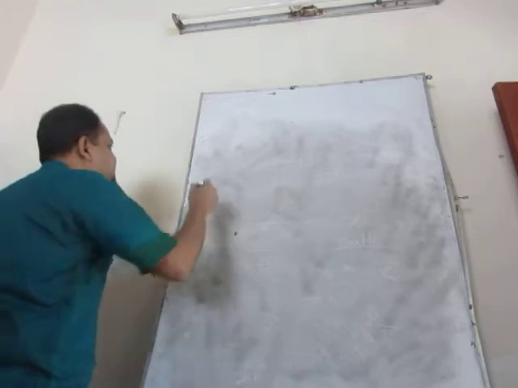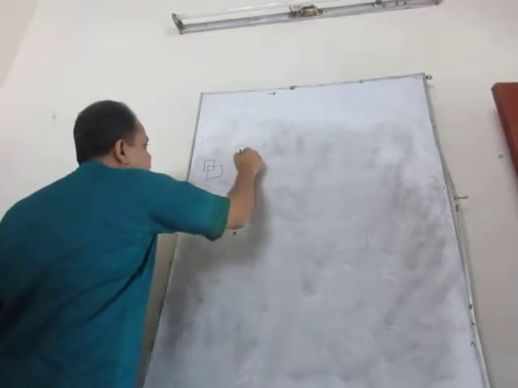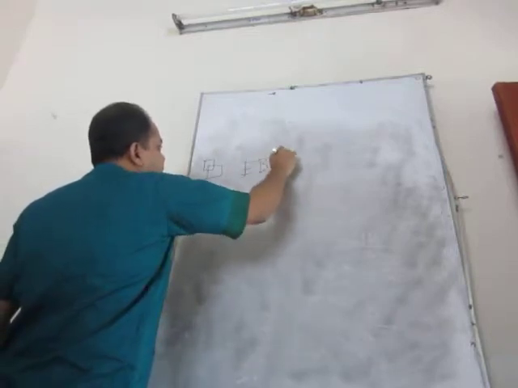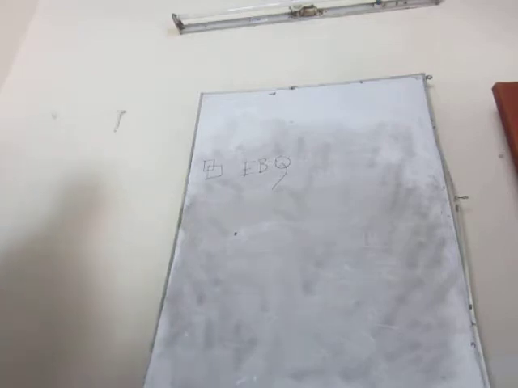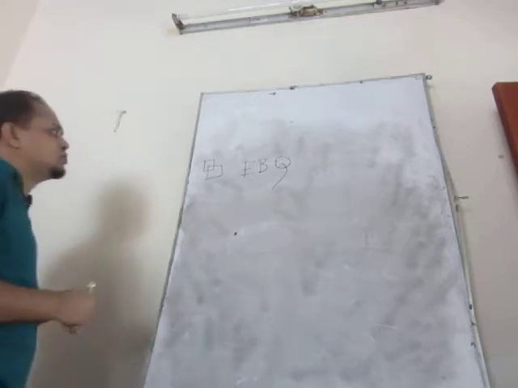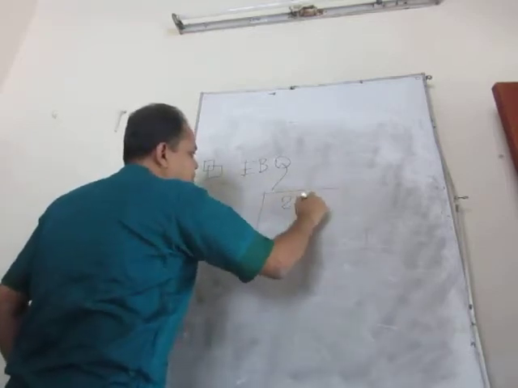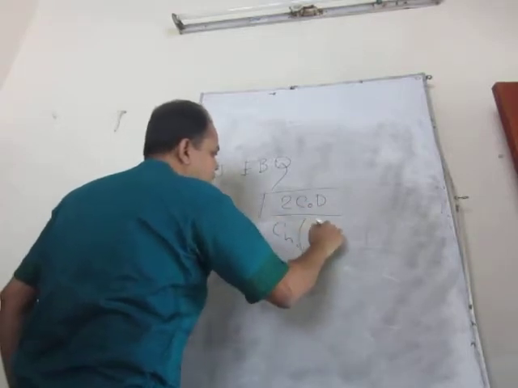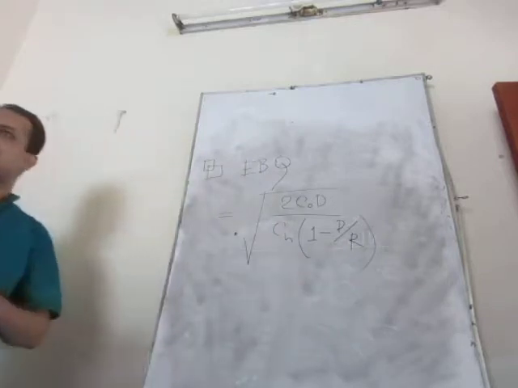Then we'll discuss another component which is called EBQ, economic batch quantity. EBQ equals root over, just like the previous one, 2 COD by CH into 1 minus D by R. Some differences there.